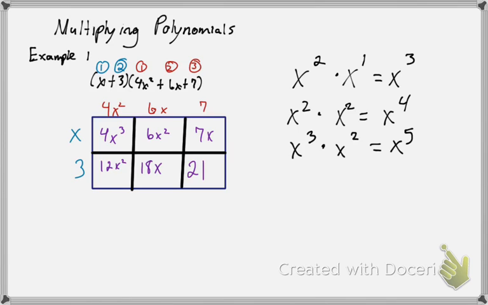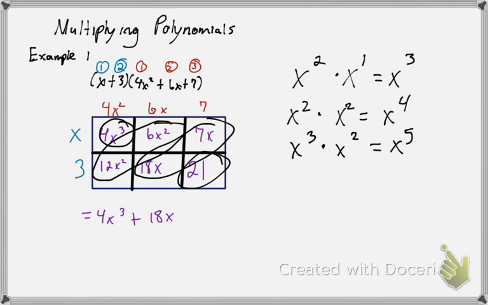Now when we go to work this, we can see, well look, we've only got 1x cubed. I can see 2x squared, so I see 12x squared and 6x squared. I see 18x and 7x, and then I see a regular 21. So when I start to group my like terms, I would use that information accordingly.